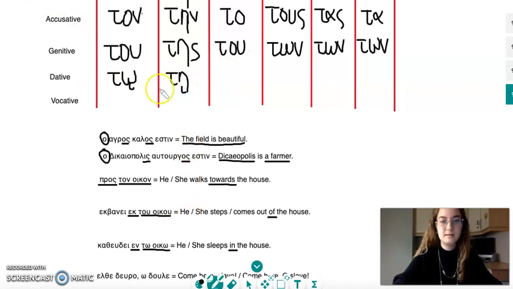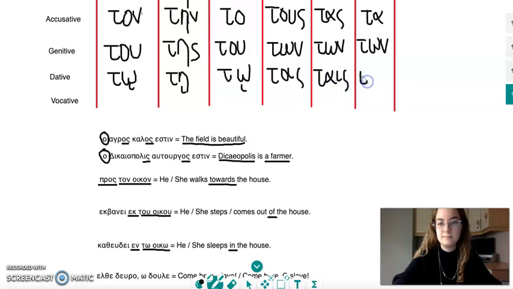And then the neuter would be toi, like that. Then we've got tois, tais, and tois. There we go. And then we'll move on to the vocative afterwards.